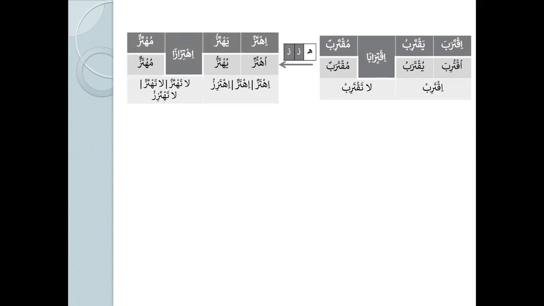Then let's come to the last two families, which is iktaraba, yaktaribu. Actually we do have irregularities, but for some reason I wasn't able to highlight it with red color.